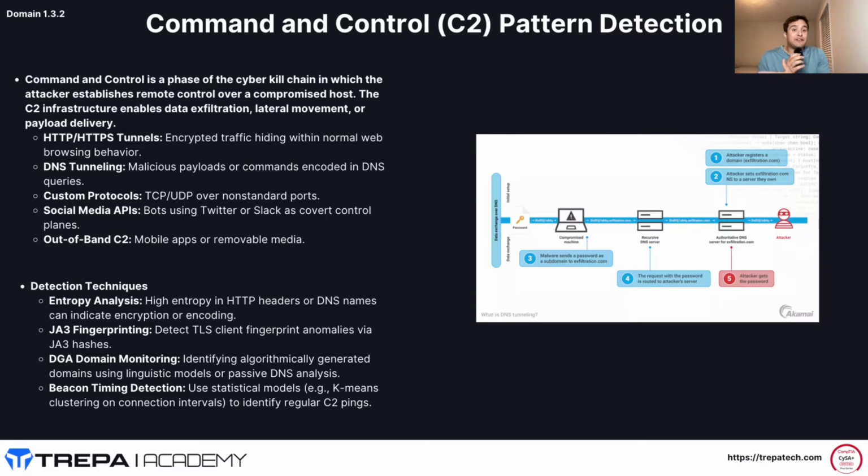So command and control. If you didn't know what C2 was, command and control servers are typically what we see in botnets, but it's also just a way that hackers create persistence on our networks, which means they always backdoor some sort of command and control server, right? That is talking or chatting with some sort of malware installed on our devices. So, command and control is a phase of the cyber kill chain in which the attacker establishes remote control over a compromised host. The C2 infrastructure enables data exfiltration, lateral movement, or payload delivery. So, a bunch of different ways that an attacker can do C2 that maybe is hard to detect, meaning that it kind of tunnels itself in what normal traffic looks like.